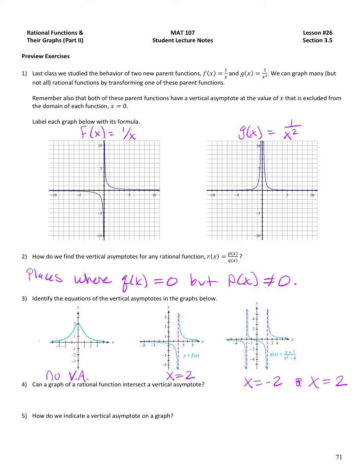Can a graph of a rational function intersect a vertical asymptote? Never. Okay. Vertical asymptotes are places where the function is undefined. Your denominator is 0, which means the function is undefined there. The graph will never touch it. And how do we indicate a vertical asymptote on a graph? A dashed line.